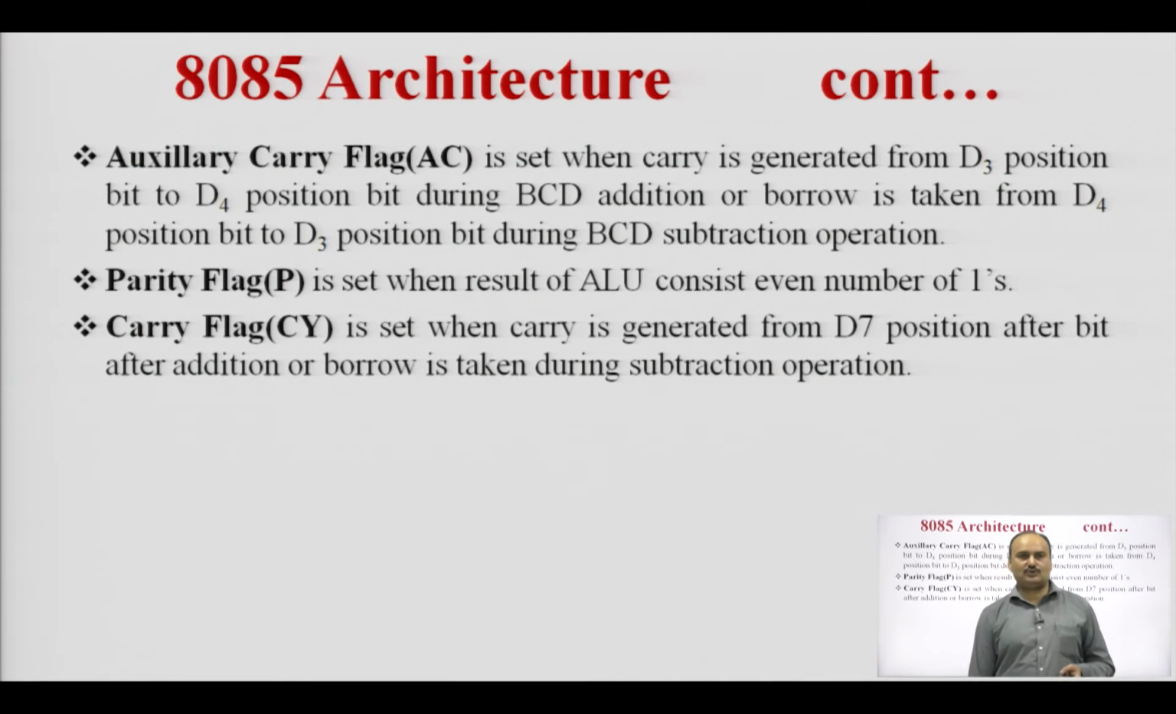The parity flag is used to give the status of the parity bit during the arithmetic and logical operation performed by the ALU. If the result consists of an even number of 1s, then the parity flag is set, otherwise it is reset. Means during the execution of an arithmetic and logical operation, if the result consists of an odd number of 1s, the parity flag is reset, and if the result consists of an even number of 1s, then the parity flag is set.